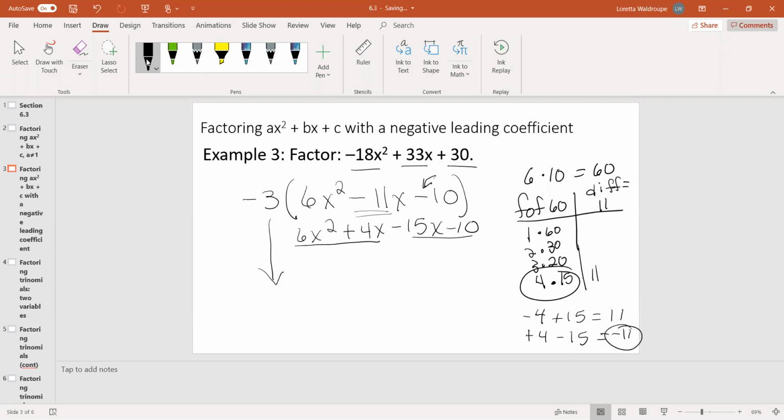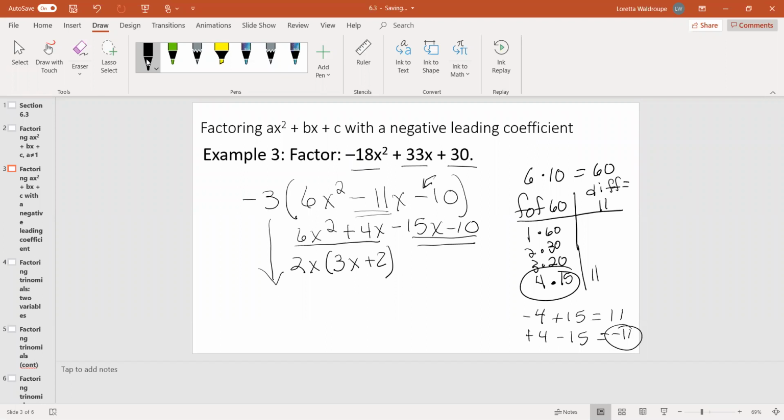Just like before, we're going to group the first two. Think about what 6 and 4 have in common. Well, they're both divisible by 2 and they both have an x. So dividing by 2, take away an x. Divide by 2, take away an x. That leaves us 3x plus 2.